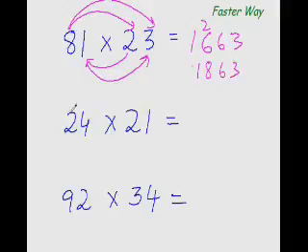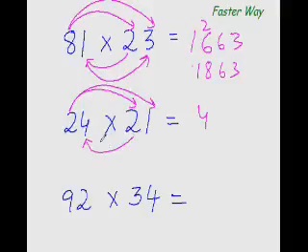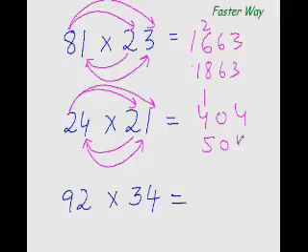Alright. Next one. 2 times 2 is 4. 2 times 1 is 2 and 2 times 4 is 8. So 8 plus 2 is 10. And 4 times 1 is 4. So the answer is 504.